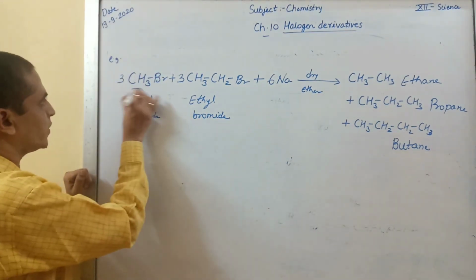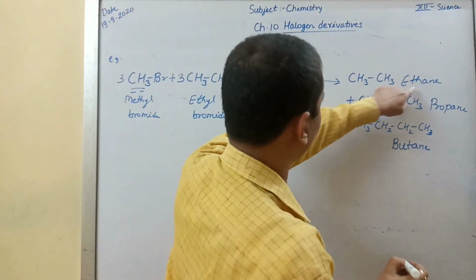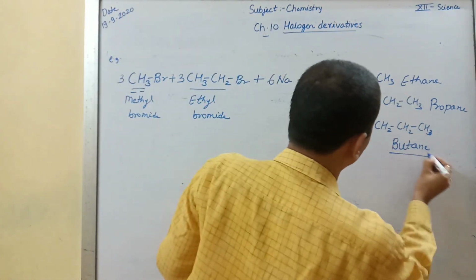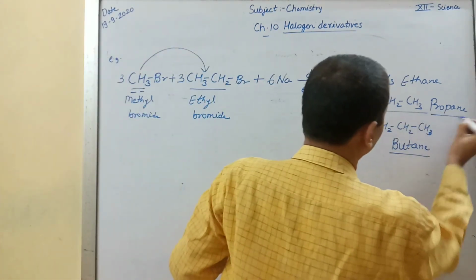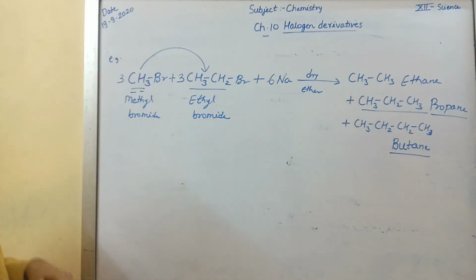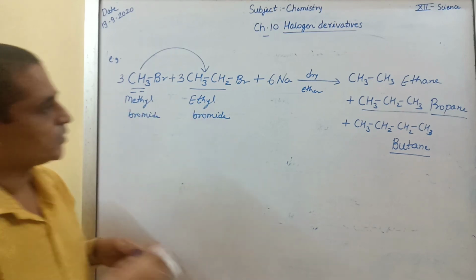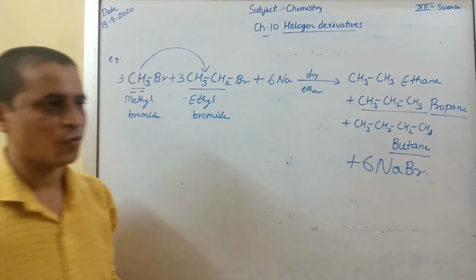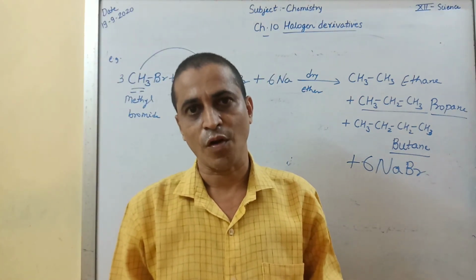See, first take the methyl group. You get methyl plus methyl, ethane. Then you take this ethyl group, ethyl plus ethyl, you get butane. And then take one methyl and this ethyl group, you get propane. So you got a mixture of alkanes when you carry out the reaction with different alkyl halides. Now it is balanced. Here we get 6NaBr. I hope you understood this part. Next time we will study reactions of halogens.